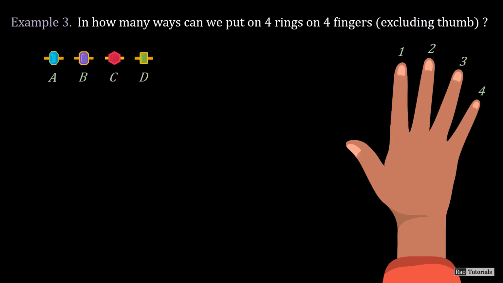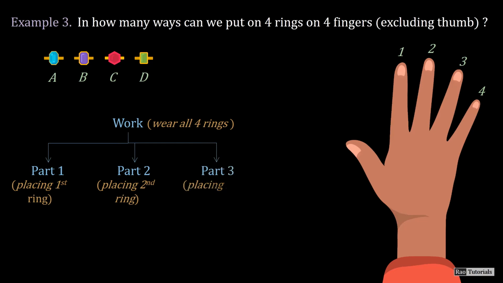Okay. The work here is to put on all 4 rings, and the parts of this work are making choices for each ring. We can start with any ring, and it doesn't matter which ring we put on first and which we put on next. What matters is where we place those rings on 4 fingers. For simplicity, let us start with ring A, then B, then C, and then D. For the first ring, we have 4 choices. We can put it on any one of the 4 fingers.